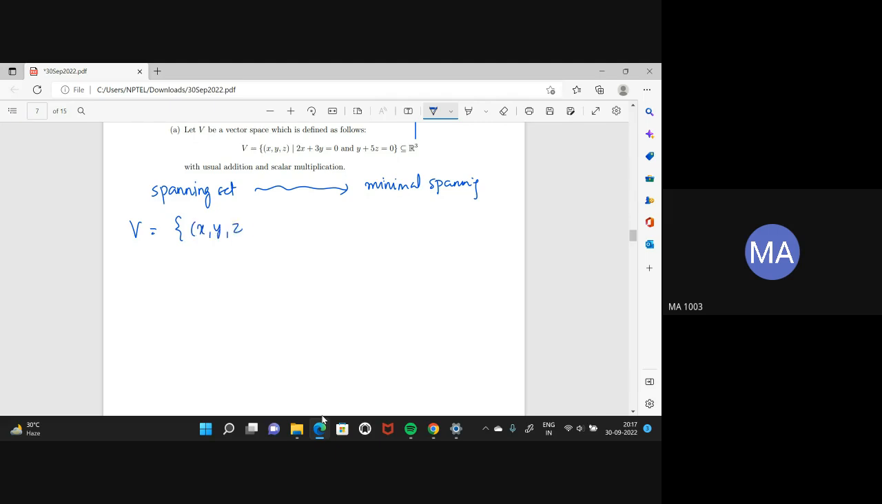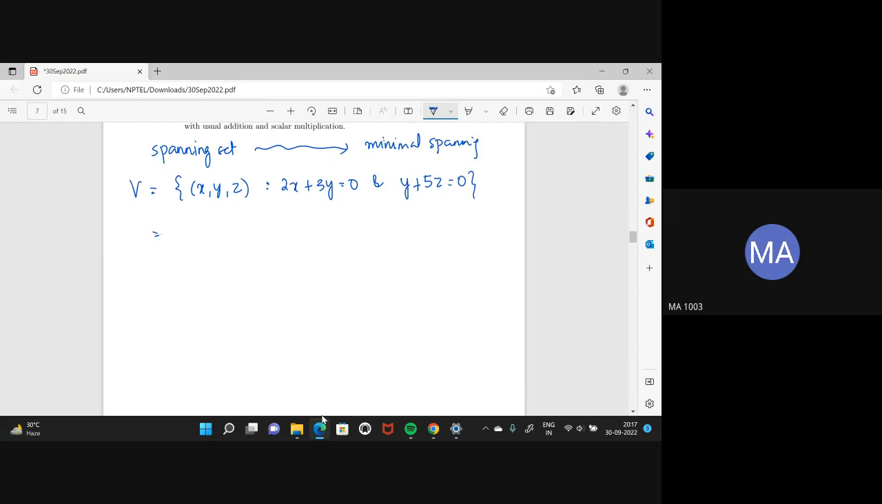Now, this is the set. Set of all x, y, z such that 2x plus 3y is equal to 0 and y plus 5z is equal to 0. So what can we tell about x, y and z from this? What can you tell about x from this? x is minus 3y by 2. We'll put everything in terms of y. So what can you tell about z here? z is minus y by 5.